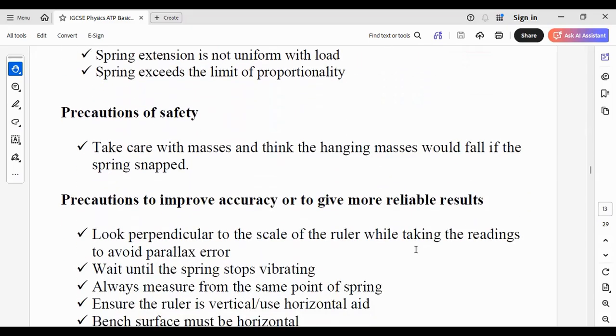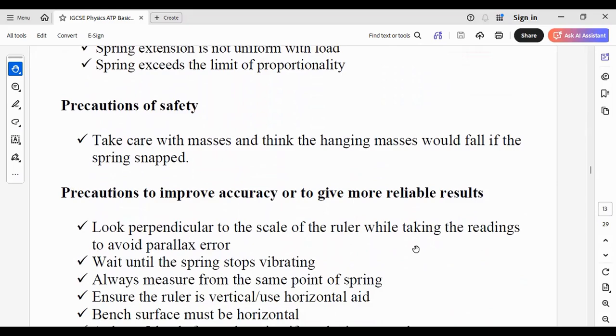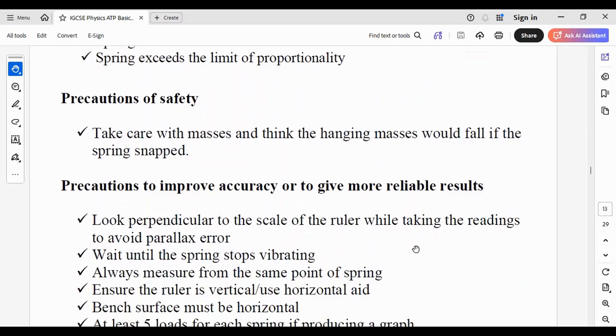Precautions to improve accuracy or to give more reliable results. Look perpendicular to the scale. In every experiment in which you take measurements, you have to take the reading and avoid parallax error. Wait until the spring stops vibrating. You do not just leave it and start taking the reading from there. You have to wait, like after 1 or 2 oscillations, it may stop vibrating. So you can start taking readings from there.